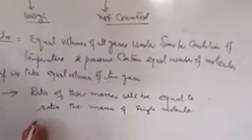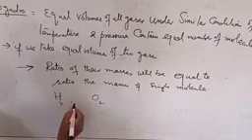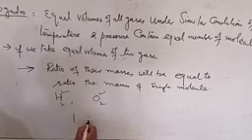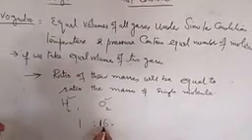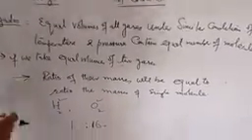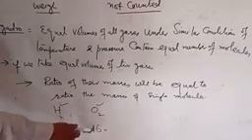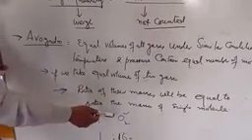For example, when equal volumes of hydrogen gas and oxygen gas were taken, the ratio was found to be 1:16. That means oxygen gas is 16 times heavier than hydrogen gas. Since hydrogen is diatomic and oxygen is also diatomic, we can say the oxygen atom is 16 times heavier than the hydrogen atom. So this was the comparison of oxygen and hydrogen.